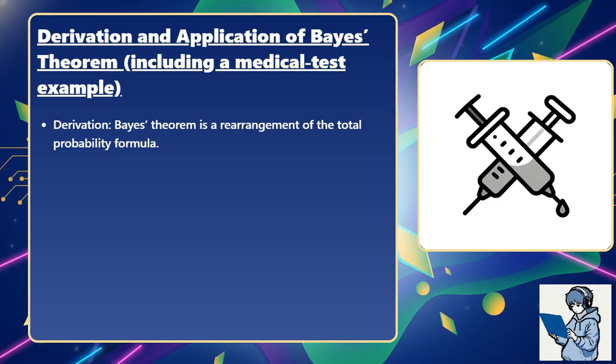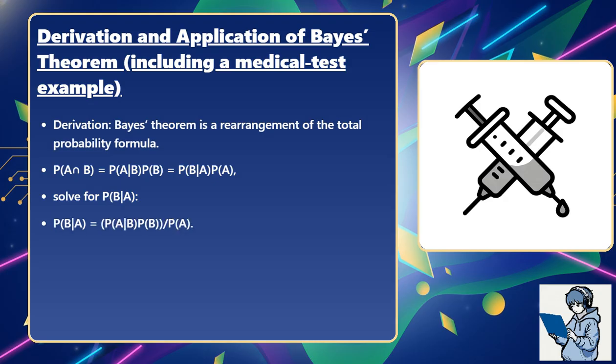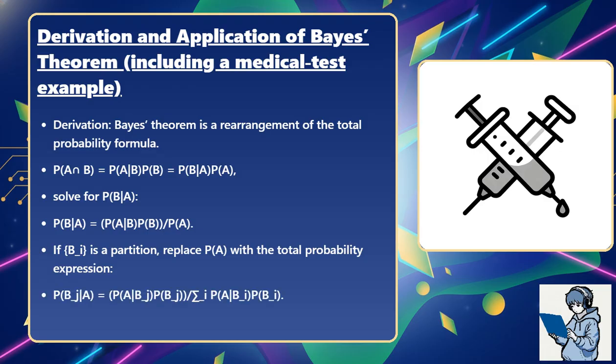Derivation: Bayes' theorem is a rearrangement of the total probability formula. P(A intersect B) equals P(A given B) times P(B) equals P(B given A) times P(A). Solve for P(B given A): P(B given A) equals P(A given B) times P(B), divided by P(A). If {Bi} is a partition, replace P(A) with the total probability expression: P(Bj given A) equals P(A given Bj) times P(Bj), divided by the sum over i of P(A given Bi) times P(Bi).